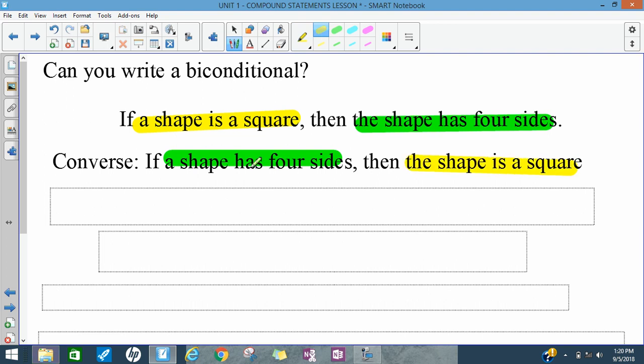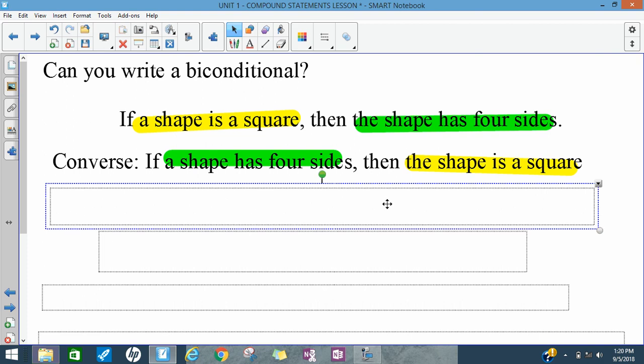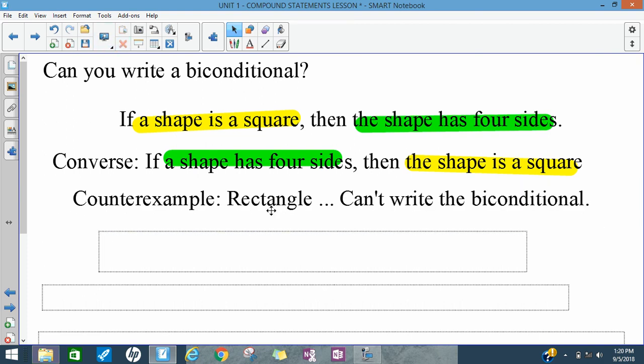So let's see if they're true. If a shape is a square, then the shape has four sides. That's true. If a shape has 4 sides, then the shape is a square. Well, that's not always true. We can create a counterexample: a rectangle has 4 sides, a rectangle is not a square. Or a trapezoid has 4 sides, a trapezoid is not a square. So in this case, we're not allowed to write a biconditional because the converse is not true, even though the original conditional is true.